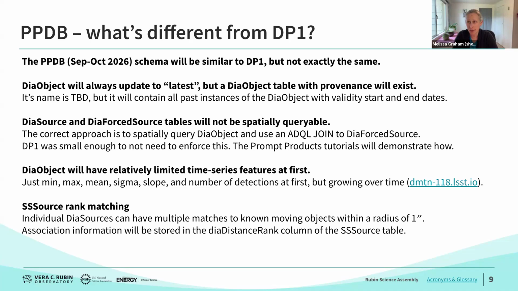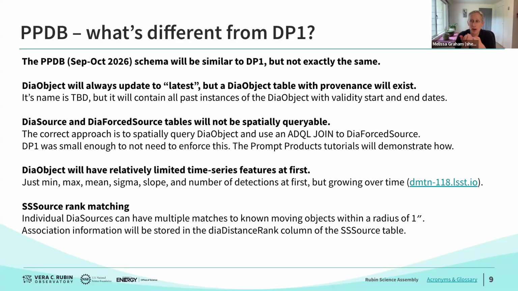The other example is that, as far as I know, both the DI source and the force source tables will no longer be spatially queryable. The correct approach to pull data out of the DI source and force source tables is to do your spatial queries on DI object and then use an ADQL join, or do a separate query to pull the light curve data out of these tables for a given DI object ID.